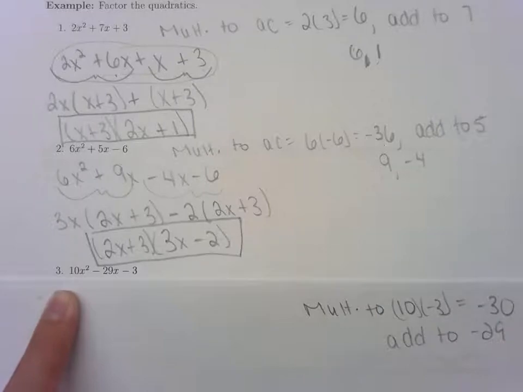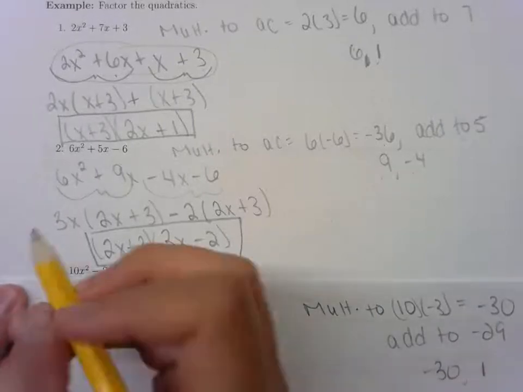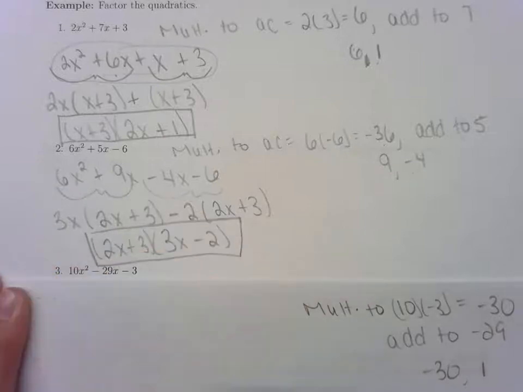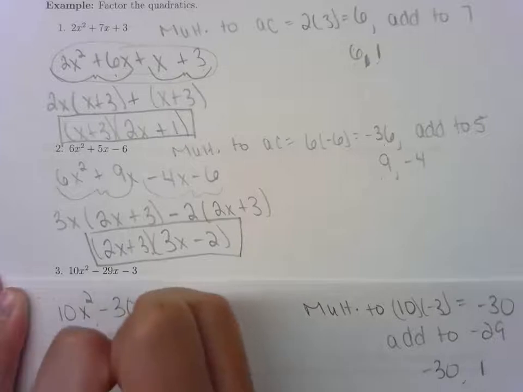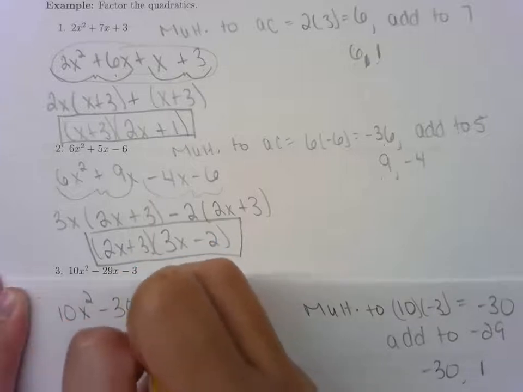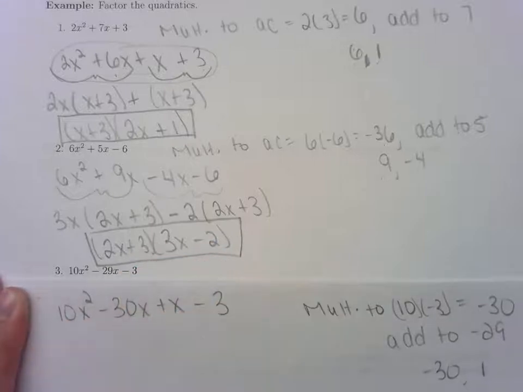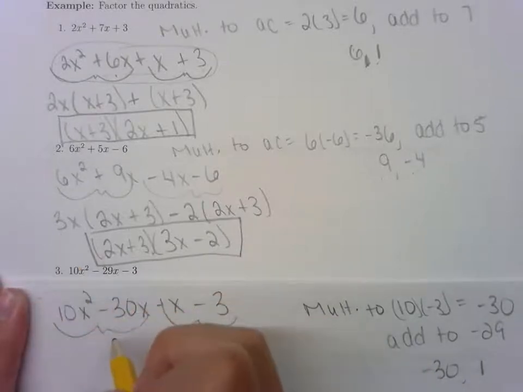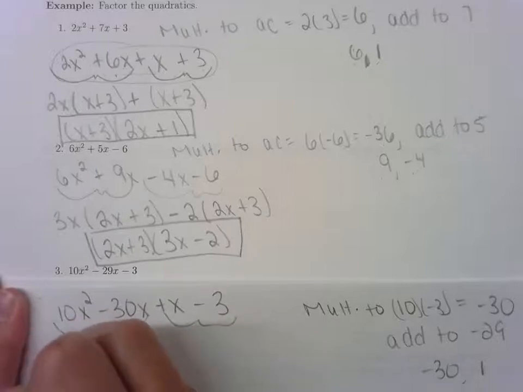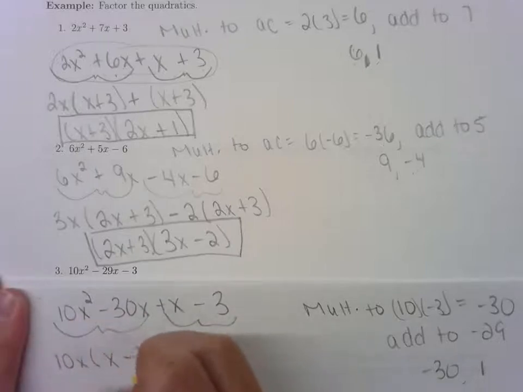That one's pretty simple: negative 30 and positive 1. So we want to rewrite 10x squared minus 30x, again you can switch, plus x minus 3. Factor the first 2 and last 2. Looks like we could take a 10x out of the first 2. That would give us x minus 3.